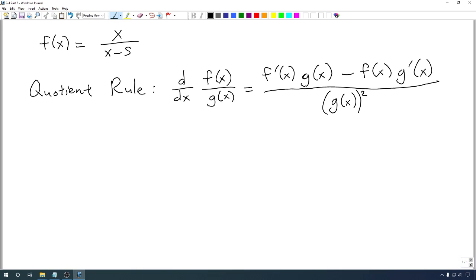Note that the numerator does kind of look like the product rule, but it does have this negative sign in it, this minus sign. The way I like to remember stuff here is that the minus sign is always on the term that has the derivative of the bottom. So anytime you have something from the bottom that's being differentiated, you end up with a minus sign there to go with it.